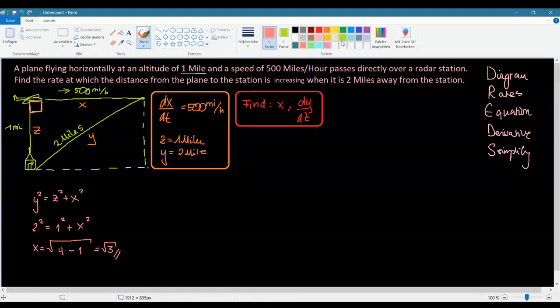So now we have everything we need, because what do we do after we have the rates, right? Well, we have the equation because it's a triangle. We just used it to get x, but we can also use it for the end solution. So let's move over here to the right and do our equation. We know that y squared equals z squared plus x squared, and we're looking for dy by dx, right?